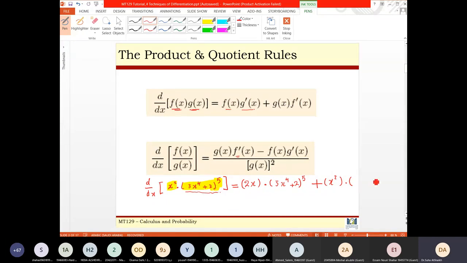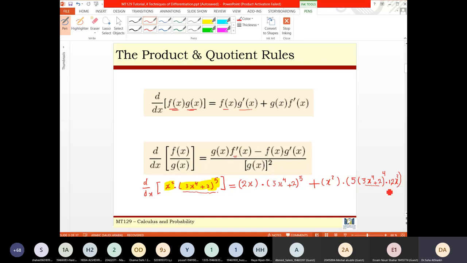What's the derivative of this part? It is the derivative of the bracket, which is 5 times (3x^4 plus 2) to the power 4. I differentiated the bracket. Multiplied with the derivative of what's inside. What's inside the bracket is 3x^4 plus 2. The derivative of 3x^4 plus 2 is 12x^3. And we close the bracket. So this is the derivative that we have.